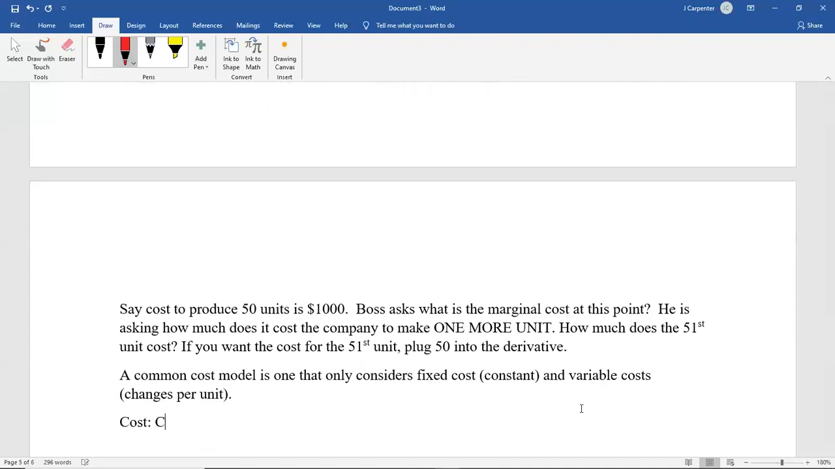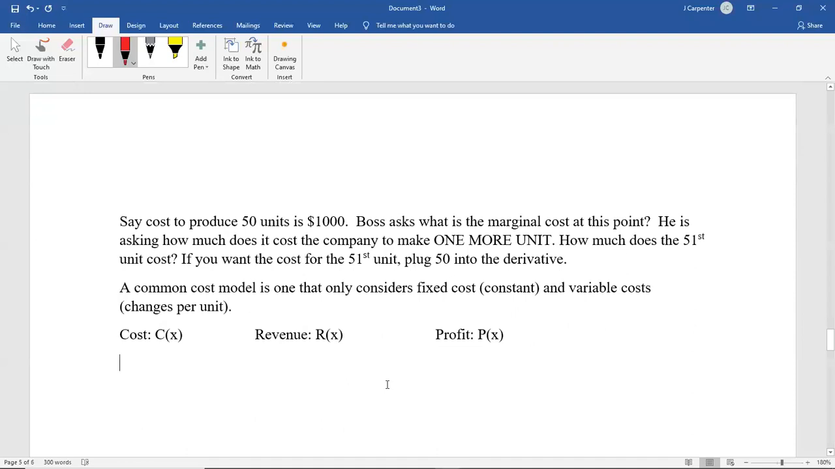Cost, we generally denote as C of X. Revenue, we generally denote as R of X. And then profit, we generally denote as, you might guess it, P of X. Cost is money in, revenue is money out. Profit is the difference of the two.